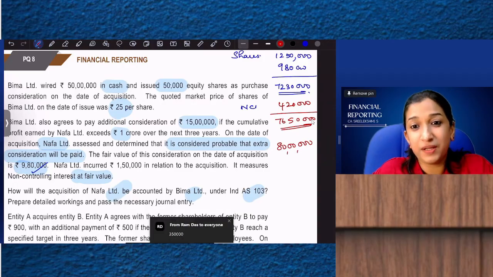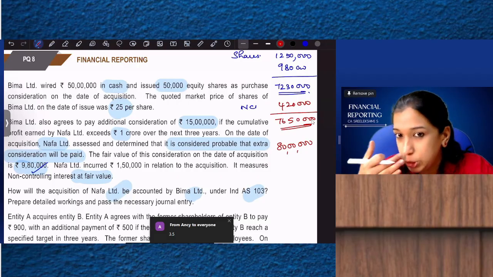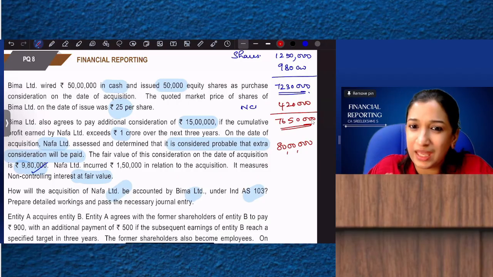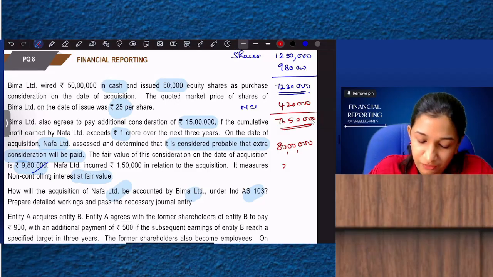Can I write bargain purchase gain or capital reserve? It's okay, but under Ind AS 103 you write it as bargain purchase gain. In the study material in many questions, I think in this question also they've written capital reserve. It is okay, but for exam you write it as bargain purchase gain. So 3,50,000.